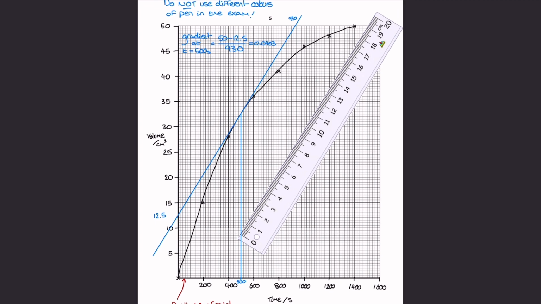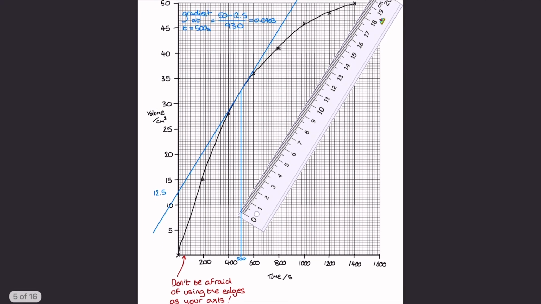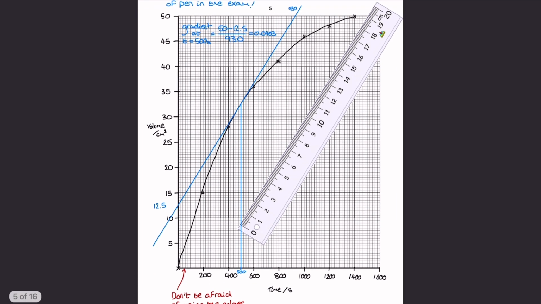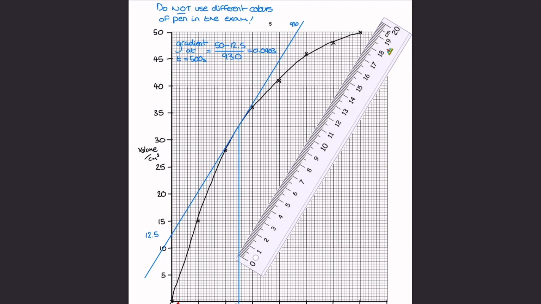I think what you also might notice about this, if you're not really confident with the graphs in the exam, is that I've gone right to the edge of the little plotted section. Don't be afraid to use the edges as your axes, because you might find that's the best way to get a straightforward scale. And there we go. So I've got all my plotted points. I've got my line of best fit. What I've done here as well in the blue, and again, don't use a different colour in the exam.